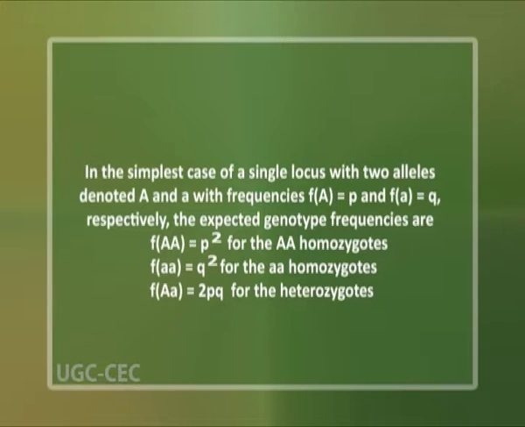In the simplest case of a single locus with two alleles, denoted capital A and small a, with the frequencies of capital A equal to p and of small a equal to q respectively, the expected genotype frequencies are: frequency of AA equal to p square for the A homozygotes, frequency of aa equal to q square for the small a homozygotes, and frequency of Aa equal to twice pq for the heterozygotes. The genotype proportions p square, twice pq and q square are called the Hardy-Weinberg proportions.